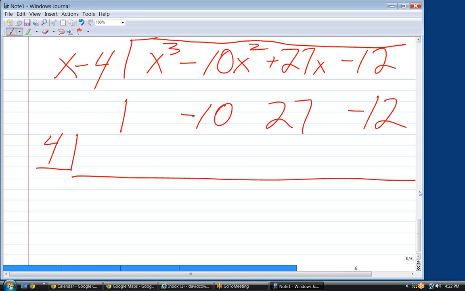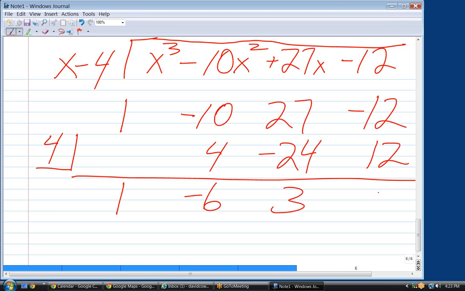Now, you don't do anything to the first one. You bring the 1 down. That's always the first step, is bring whatever this number is down below the line. Okay, now it's a process of multiplying and adding, multiplying and adding, multiplying and adding. All right. So it's 4 in that next slot, and -6, and then -24, then 3, and then 12, and then 0.